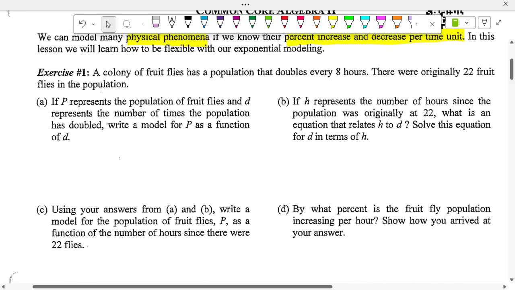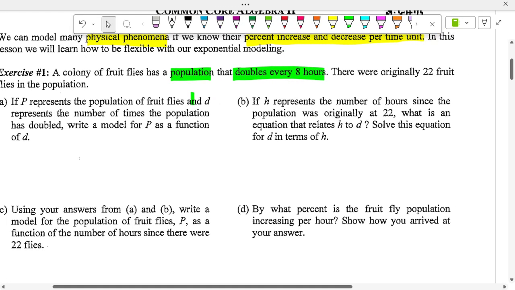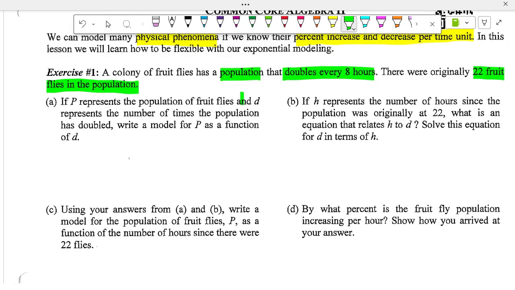Now, exercise 1 states a colony of fruit flies has a population that doubles every 8 hours. There are 22 fruit flies in the initial population. So, it's saying its population completely doubles every 8 hours, which means after one set of 8 hours, how many fruit flies are you going to have? 44. After 16 hours, how many will you have? 88. All right.